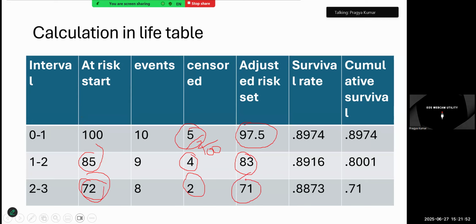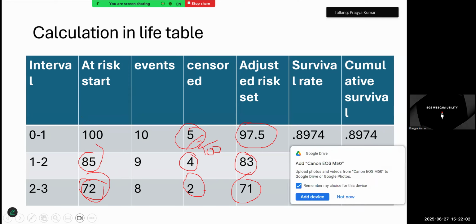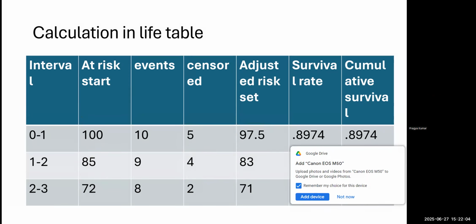So are you getting how we adjust the risk set in the same duration, by half of the censored people? Because we don't have an exact time point, and that's how the life table is calculated.